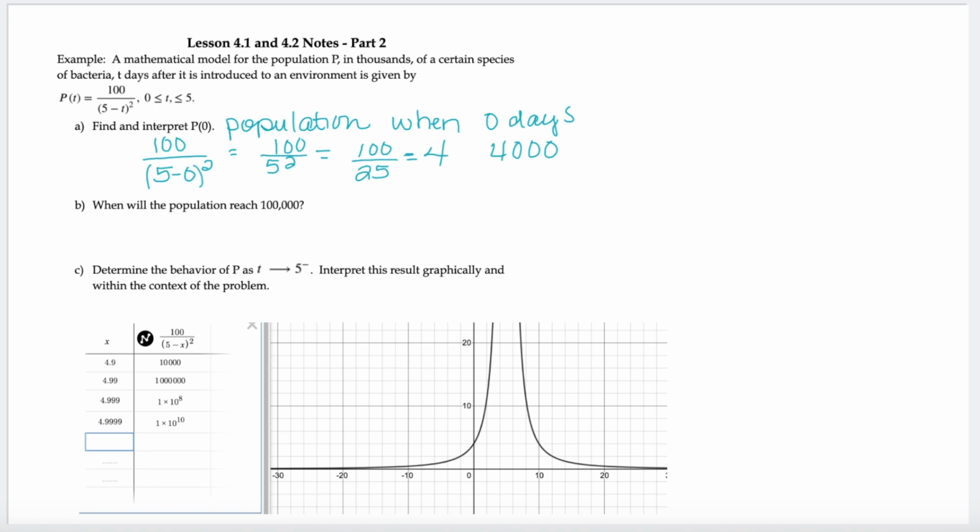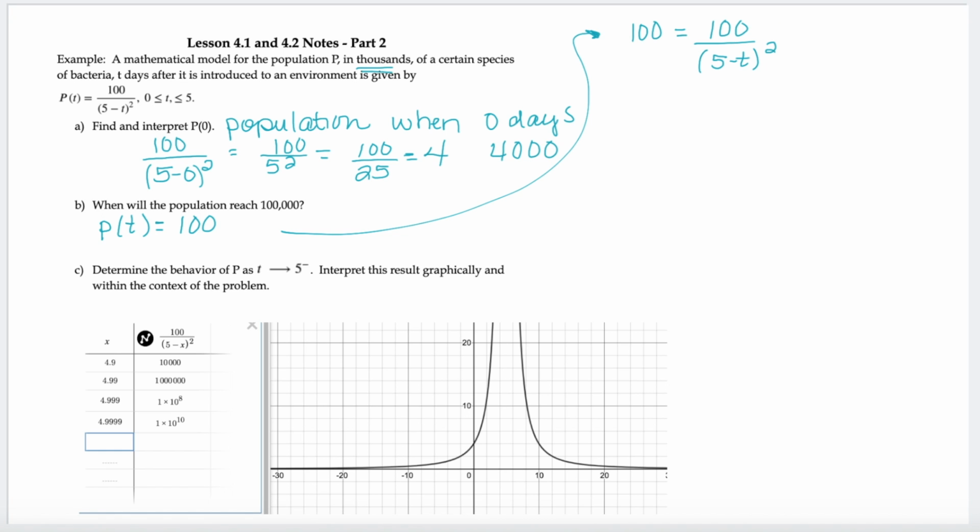When will our population reach 100,000? Also, when we are looking at 100,000, our population is in thousands, so this would be the same as finding P of T. When will that equal 100? Since 100 in this instance is the same as 100,000 because we are in thousands. So to do this, I'm just going to do my equation over here. I want to know when is P of T 100 with my function here. So it's just going to be some algebra in order to solve.